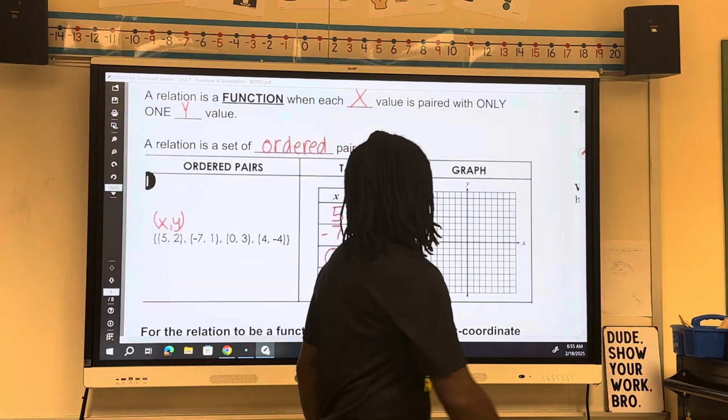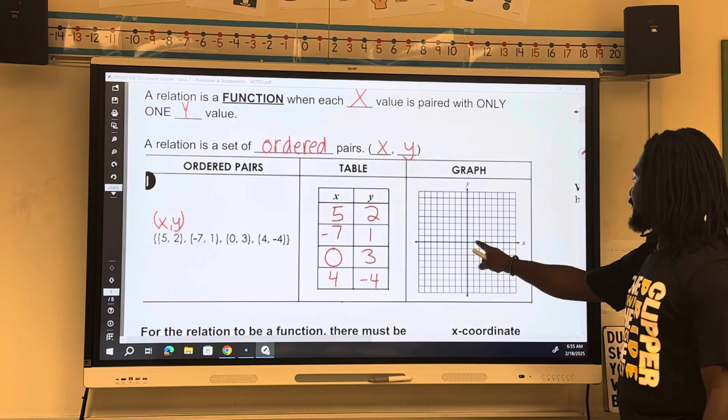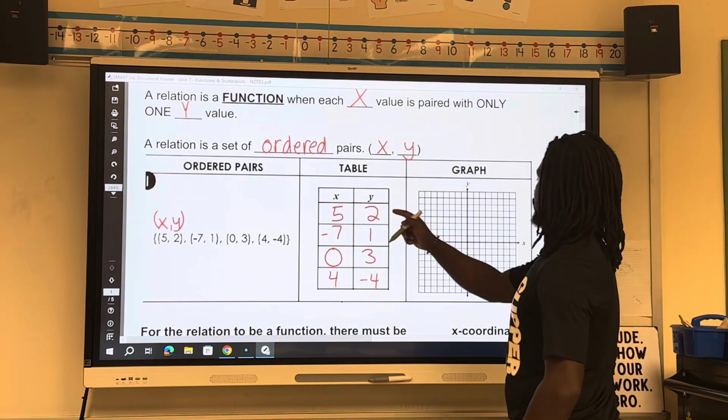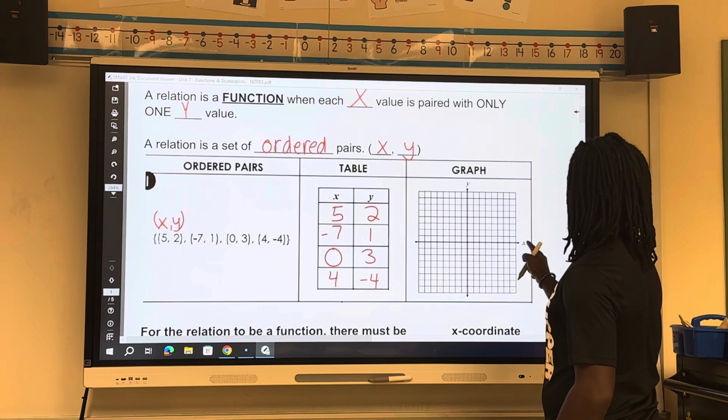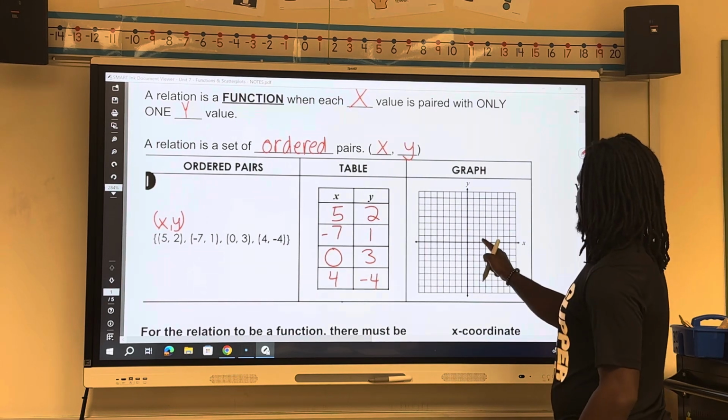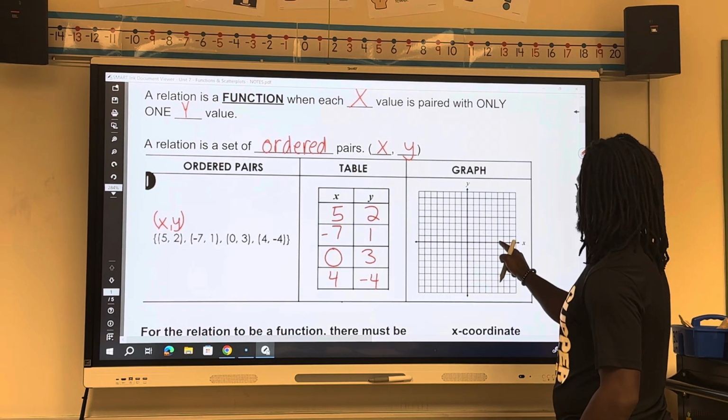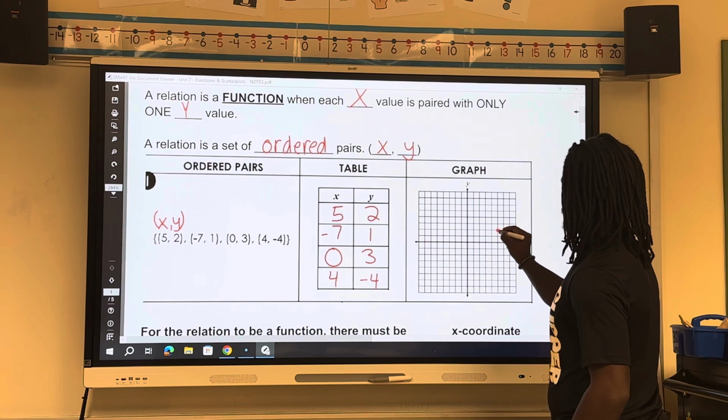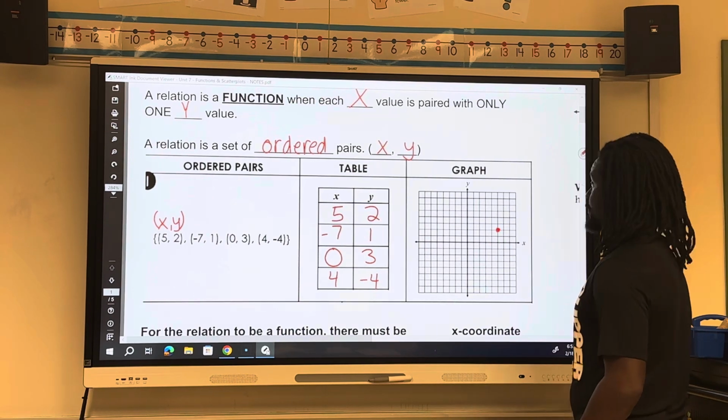Now to graph it, right? Well, to graph on the coordinate plane, I start at the origin. I'm going to graph 5, 2, so I'm going to go over on the X first, right? So 1, 2, 3, 4, 5. Then I'm going to go up 2, all right? And that's point 1, okay?